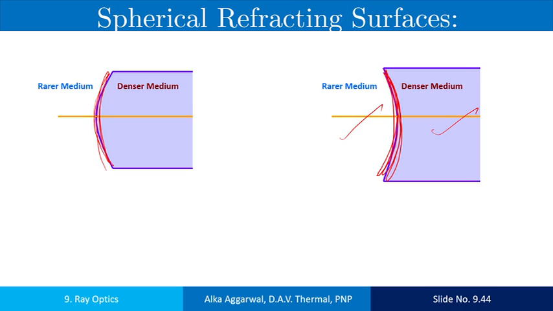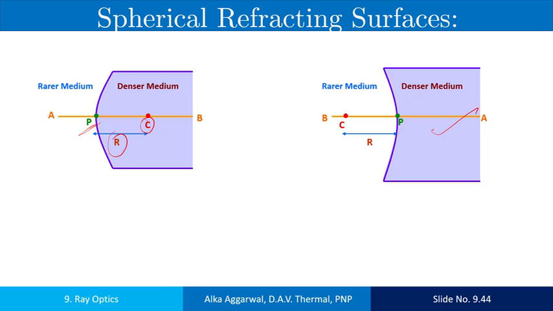Now, basic terminology used in the derivation. Number one, this green point P represents the pole of the surface. It is the center of the spherical refracting surface. C is the center of curvature of the spherical refracting surface, and it is the center of the sphere of which the refracting surface forms a part. R is the radius of curvature of the spherical surface of which the refracting surface is a part.